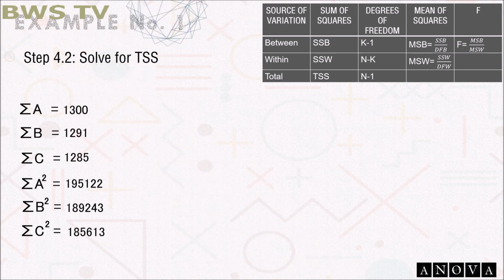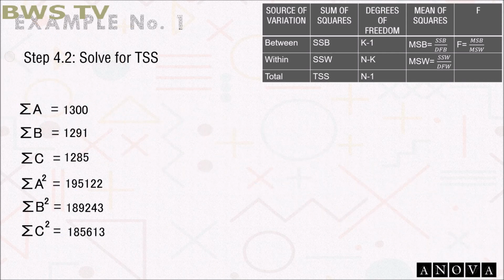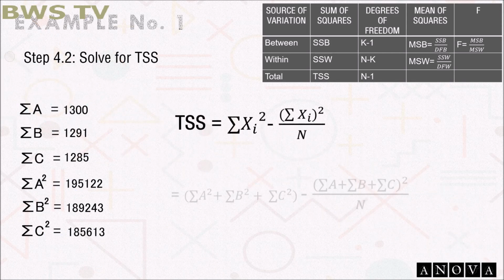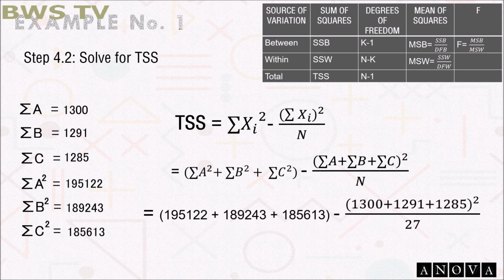Next, we have to solve for TSS. Just like SSB, all we need to do is substitute what's in the formula. The formula can also be written in this form: summation of a squared plus summation of b squared plus summation of c squared, minus summation of a plus summation of b plus summation of c, squared, over n. Now all we have to do is to substitute with the values given on the left side. You'll get the answer 13,556.67.